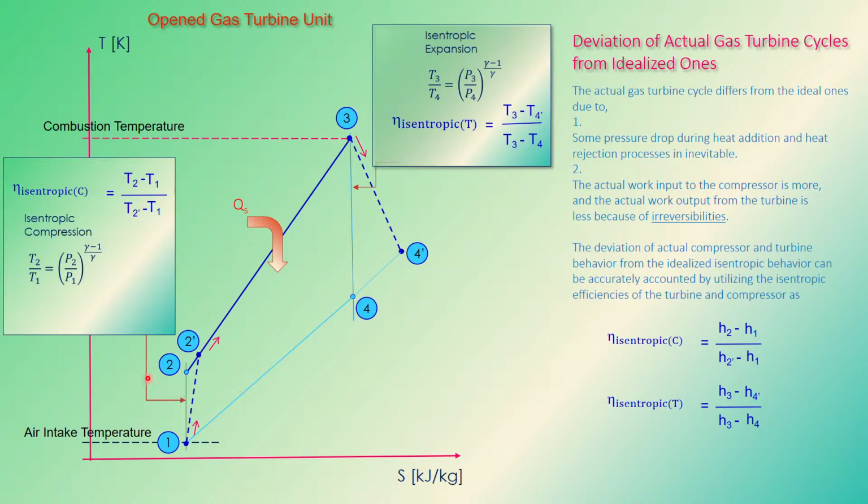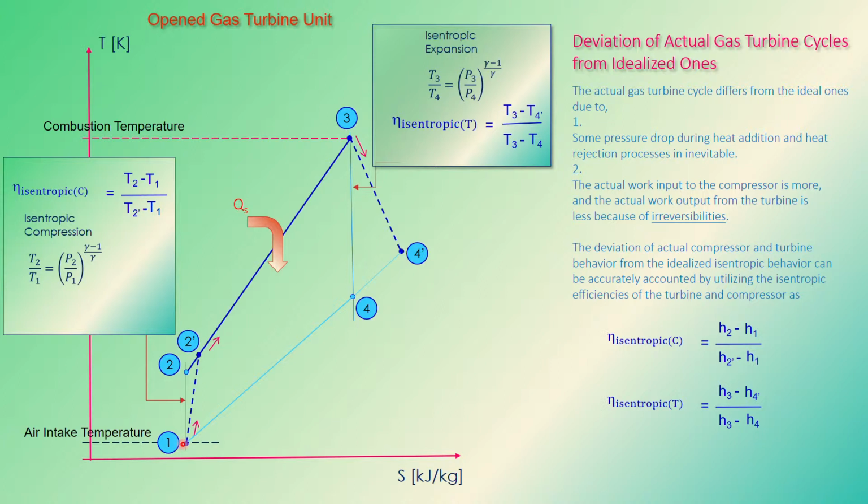Now this is your TS diagram for your open gas turbine unit. This is a constant pressure cycle. As you can see, the normal constant pressure cycle goes from state point 1 to 2, then 2 to 3, then 3 to 4, and then from 4 back to 1 on the TS diagram.